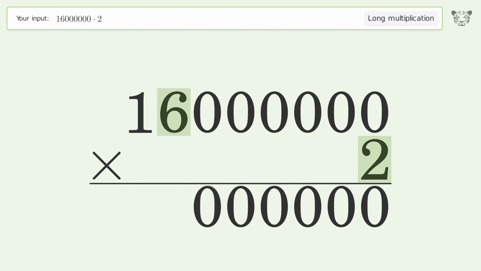6 times 2 equals 12. Because the result is greater than 9, carry the 1 to the 10 millionths place.